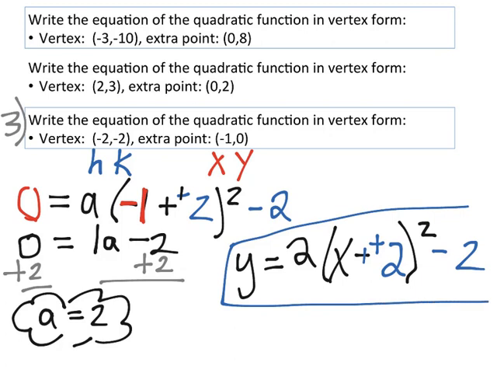Remember that with all of these, you can check your answers by simply typing this equation into your graphing calculator and then tracing your graph to see if this is really its vertex and if this coordinate point is somewhere on that graph as well.